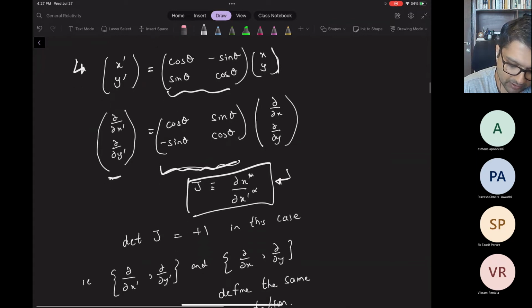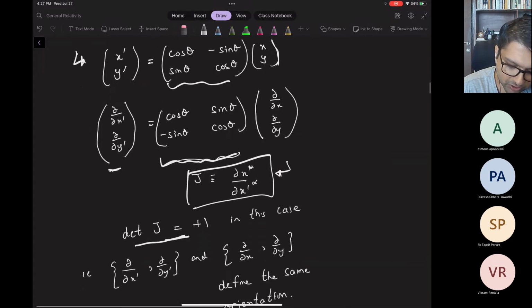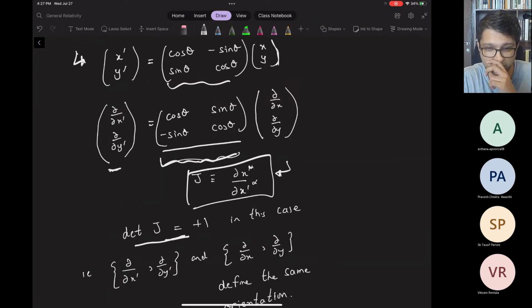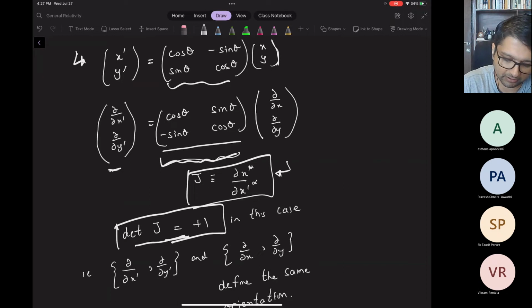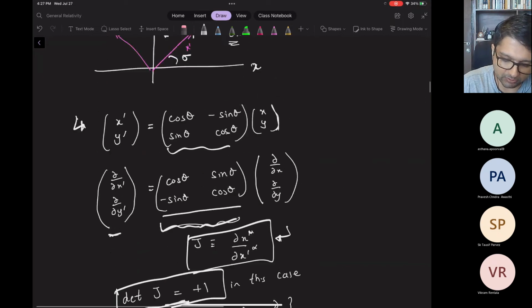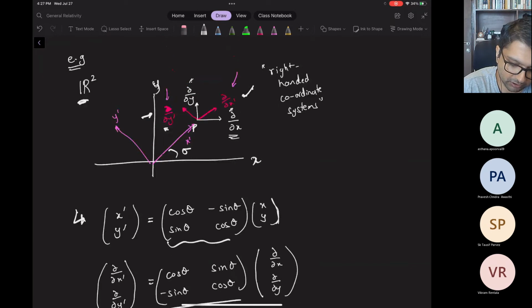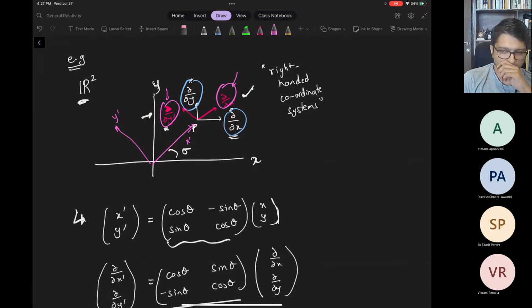Okay, and now the determinant of the Jacobian, which is the determinant of this matrix, is cosine squared theta plus sine squared theta, which is 1 in this case. So in this case, we would say that both the old basis vectors, that is this combination, and the new combination, that is these ones, define the same orientation.